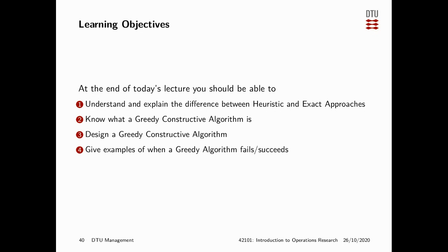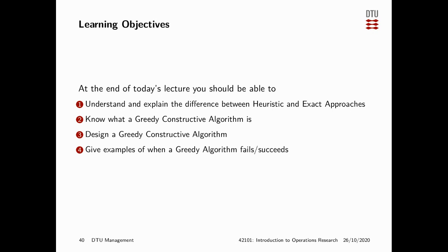Okay, that brings us to the end of today's lecture. I hope now you have a better feel for heuristics. I would like you to be able to understand and explain the difference between a heuristic approach and an exact approach. The key point here is that a heuristic typically does not guarantee optimality. I want you to know what a greedy constructive algorithm is. I want you to be able to design a greedy constructive algorithm. So identify a greedy aspect in the selection step of the construction algorithm.